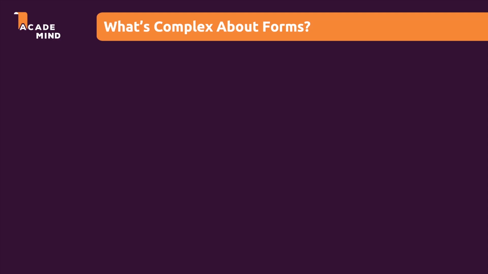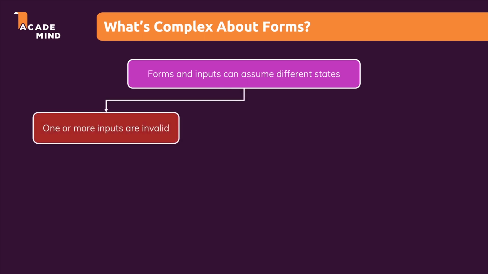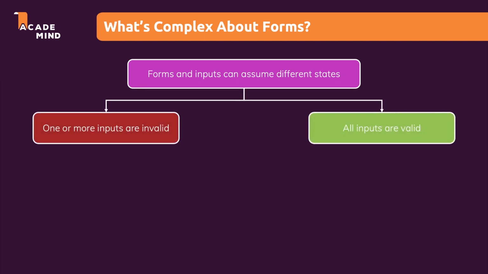Forms might seem simple and trivial, but they are not. Forms can actually be complex from a developer's point of view because forms and their inputs can assume a broad variety of different states. One or more inputs could be invalid or valid. And these are only two states.